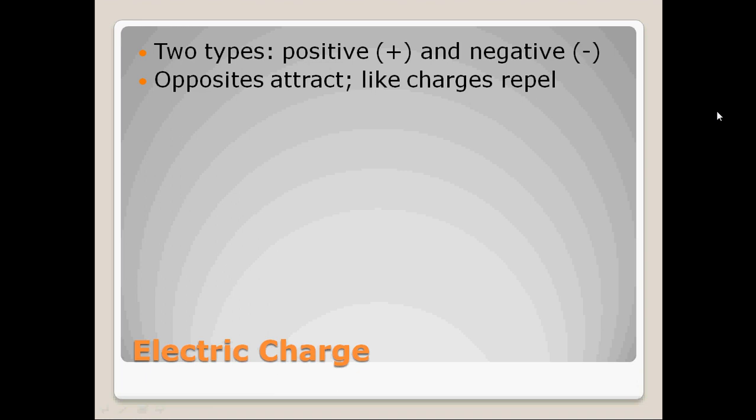Basics on electric charge. First of all, we've got 2 types of charge that an object could have. It could be positively charged or it could be negatively charged. What we find in nature is that opposite charges will tend to attract each other, so a positive and a negative will be drawn towards each other, whereas charges that are the same type, so either 2 positives or 2 negatives, will tend to repel each other. They'll push each other apart.